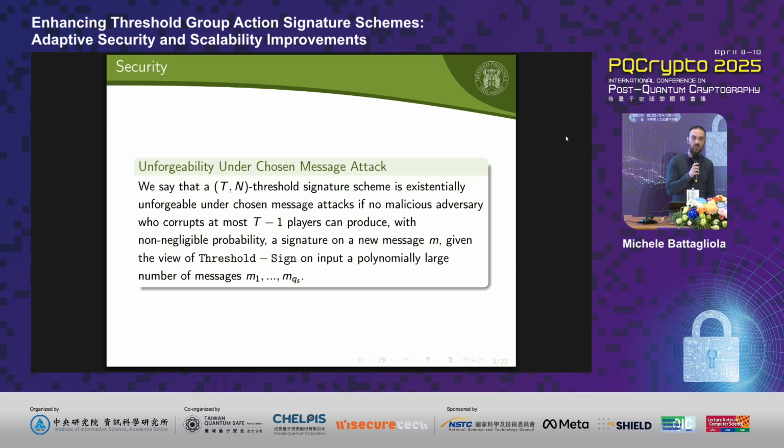Differently from the other talk, we are not going to do UC model stuff. What we are going to do is a standard unforgeability property that mimics the one for normal signatures. So we have a standard idea that the adversary should not be able to sign even if it corrupts at most T-1 players. This definition will be modified later, but for now we will deal with it.